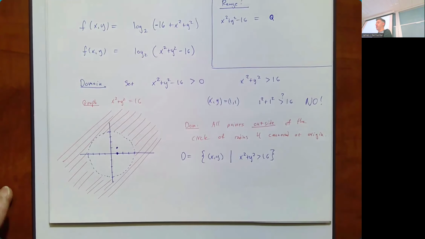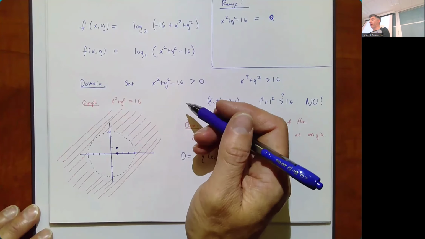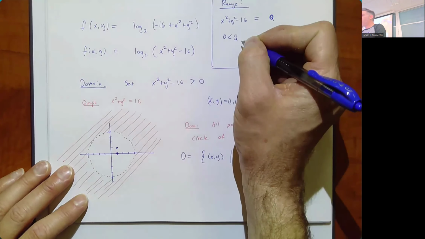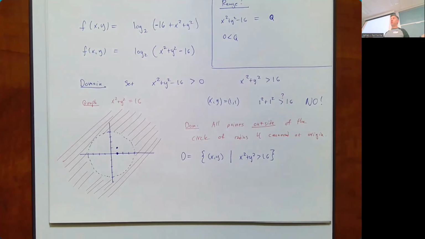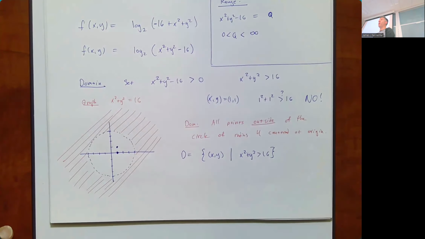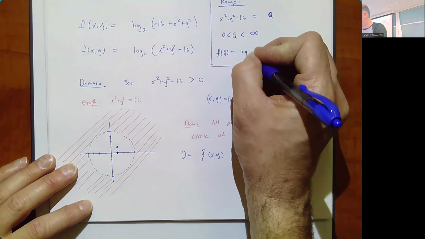So here's what I know about x squared plus y squared minus 16. I know it has to be greater than 0 because that is required for my domain. So I know that my q has to be greater than 0. But then the insides of this can get as large as you want, right? The inside of this thing can be as big as forever and ever. So the inside of my logarithm here is any positive number, which I will point out is the typical domain for a logarithmic function.